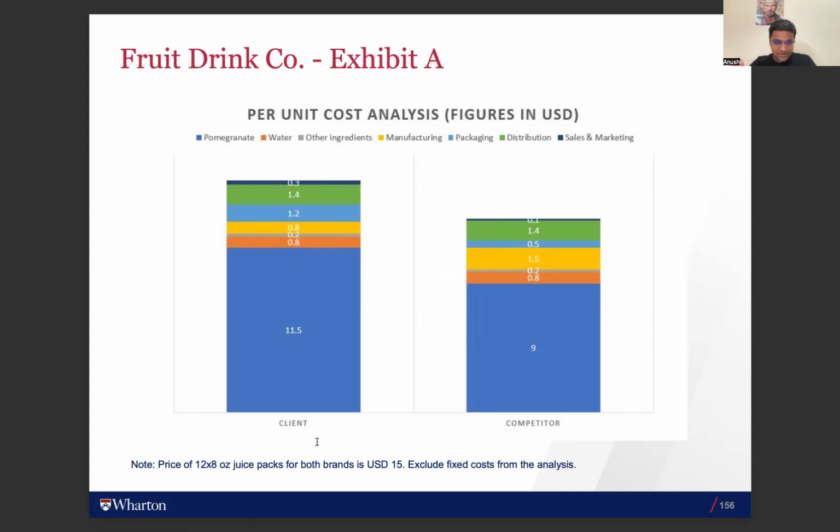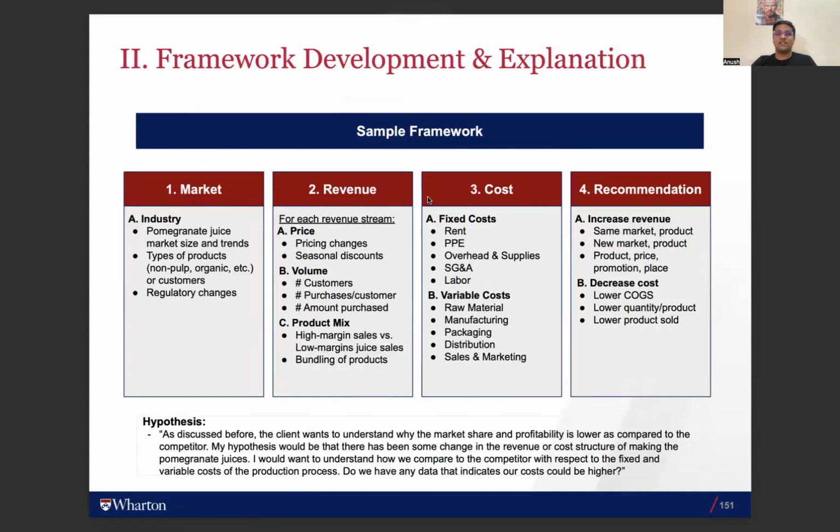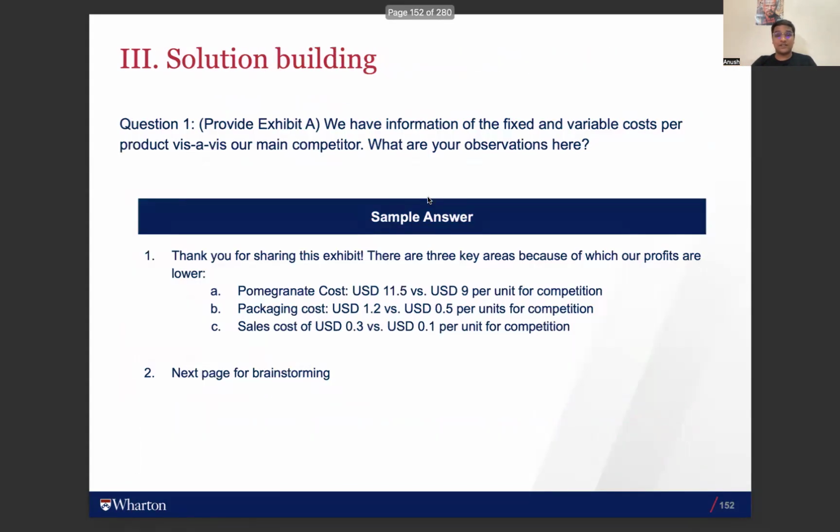And then there is a note at the end. Price of 12 into 8 ounce juice packs is same for both brands. It's USD $15. Exclude fixed cost from the analysis. Fixed costs are like rents and salaries and all these things. So we will exclude all these costs, and we notice that pomegranate raw material cost is higher for us, our packaging cost is higher, and our sales and marketing cost is higher. So this is our observation which we will provide to the interviewer.